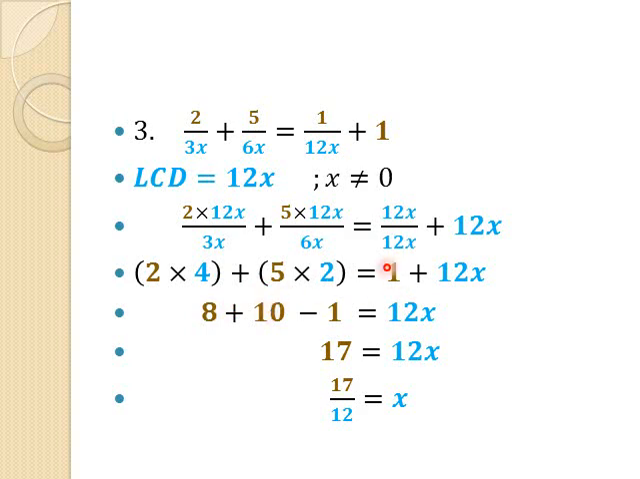If I take plus 1 and I bring it to the other side, becomes negative 1 equal 12x. 8 plus 10 gives me 18. Minus 1 gives me 17. We always divide by the coefficient of x. So x there becomes 17 divided by 12.